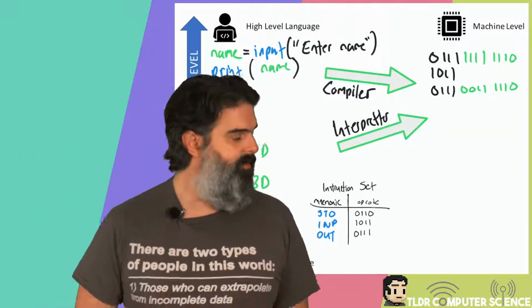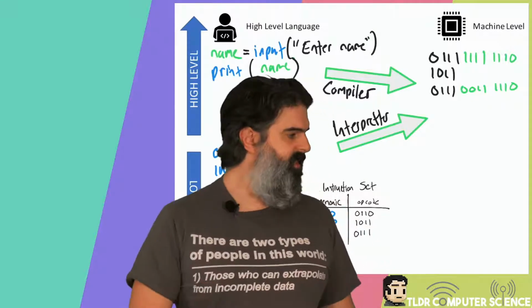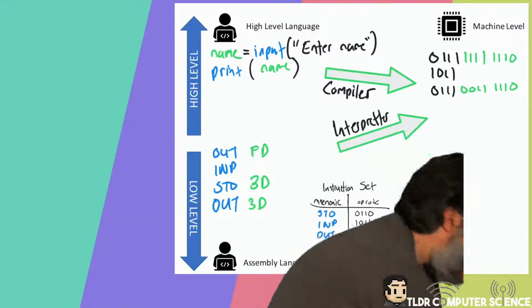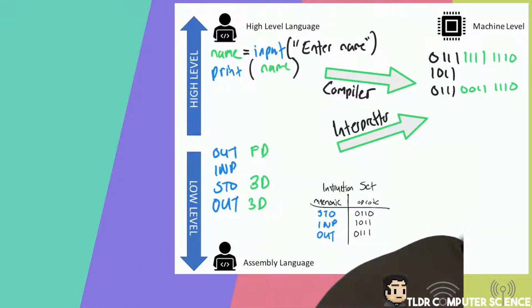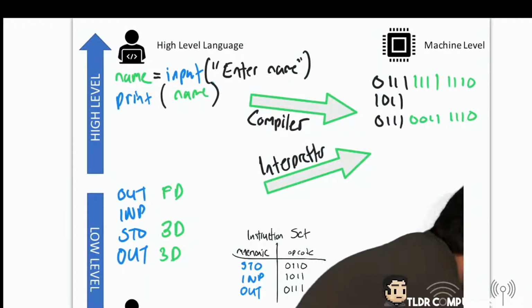So the interpreter, it's taken, no, I need to make this bigger. What's this going to do? This might go terrible, guys. If it goes terrible, it's not my fault. All right, it's not terrible.